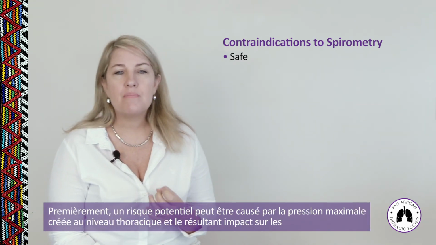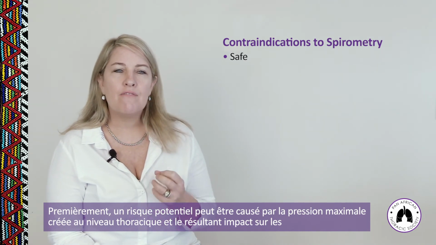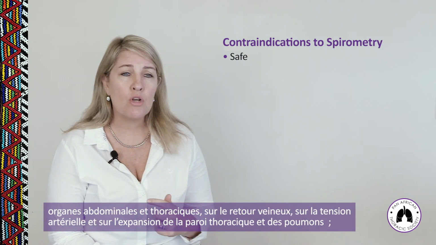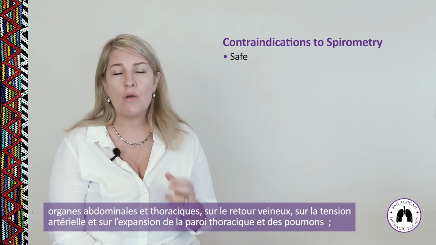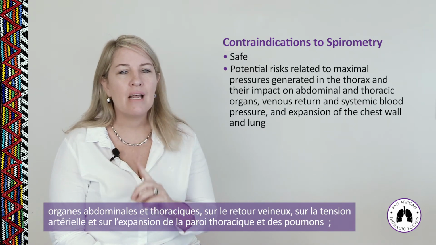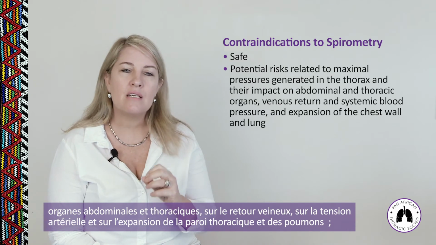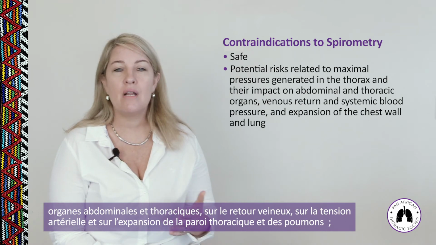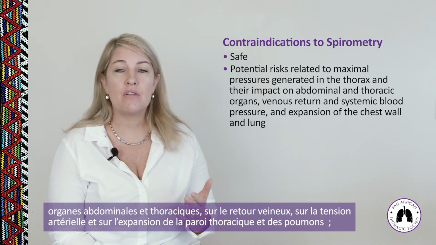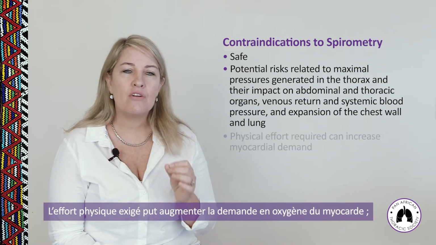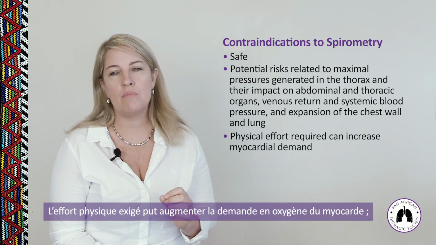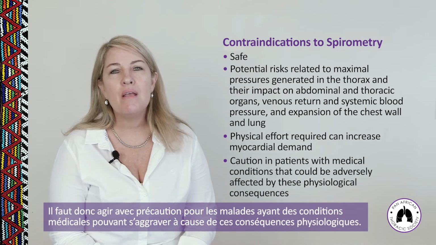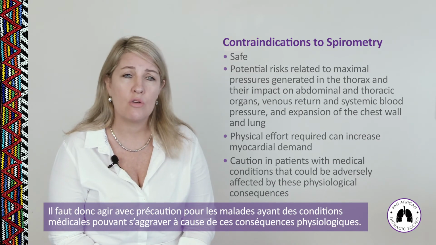Performing spirometry can be physically demanding. The forced expiratory maneuver used in spirometry increases the intrathoracic, intra-abdominal, and intracranial pressures. So potential risks of spirometry are primarily related to maximal pressures generated in the thorax and their impact on abdominal and thoracic organs, venous return and systemic blood pressure, and expansion of the chest wall and the lung. The physical effort required can increase myocardial demand, so caution must be used for these patients with medical conditions that could be adversely affected by these physiological consequences.